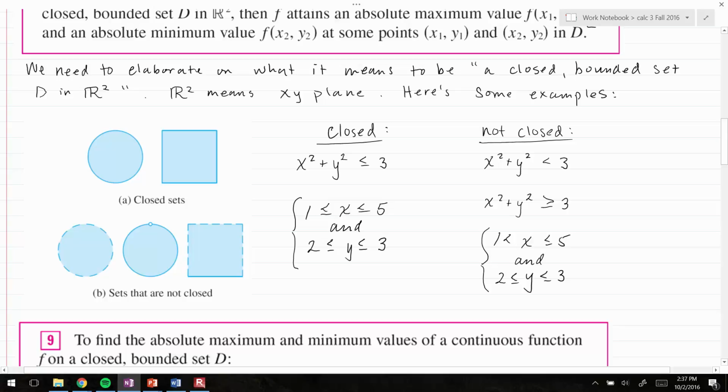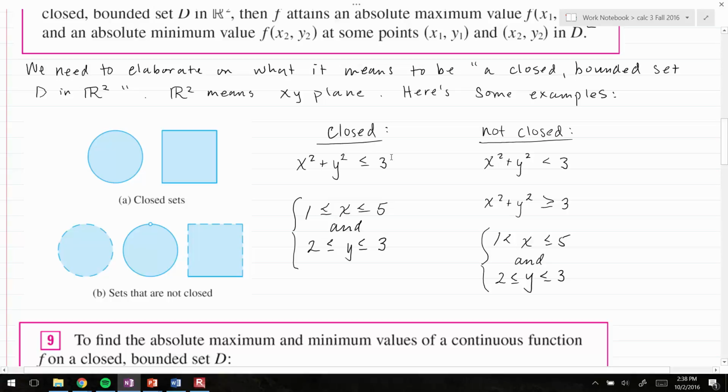graphically a closed set means that the border has to be solid. Notice in the sets that are not closed image, all of these have a dotted line or open point somewhere. And so if that's the case, then we just say the whole thing's not closed. The extreme case here is we have a circle that has a solid bounded border except at one point. And then that one point just screws the whole thing up, and now it's just open. We say it's open.